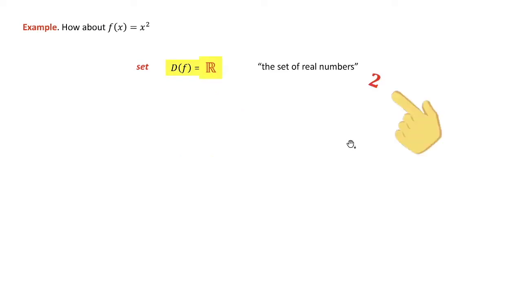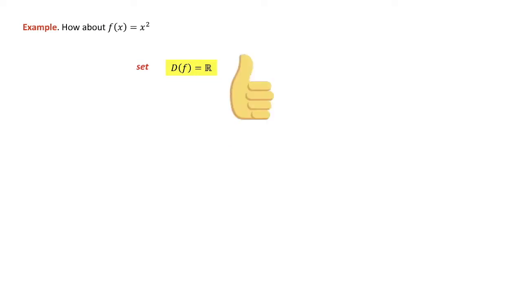And again, what's a real number? 2 is a real number. Minus a half is a real number. Any finite decimal, or pi, which has infinitely many decimals. All these are real numbers, okay? So that's what we're talking about. So the domain is a set of real numbers.